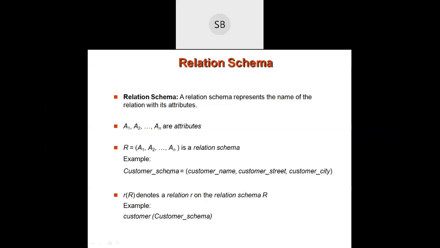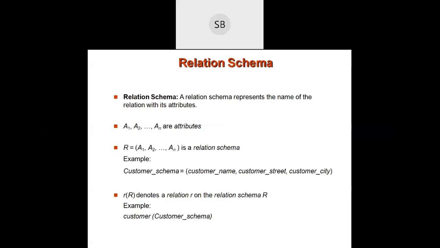In this example, suppose you have to display the customer schema. It is like capital R equal to, in brackets, the attribute list: customer name, customer street, customer city. These three attributes are present in the customer schema. Similarly, the student schema is equal to, in brackets, roll number, name of student and class. These are the attributes of the student schema.